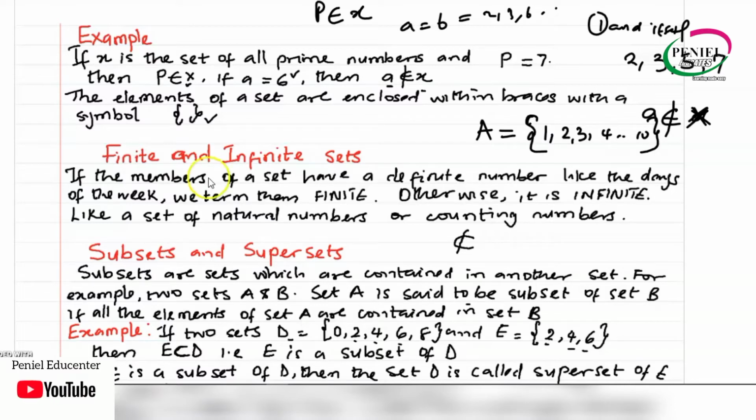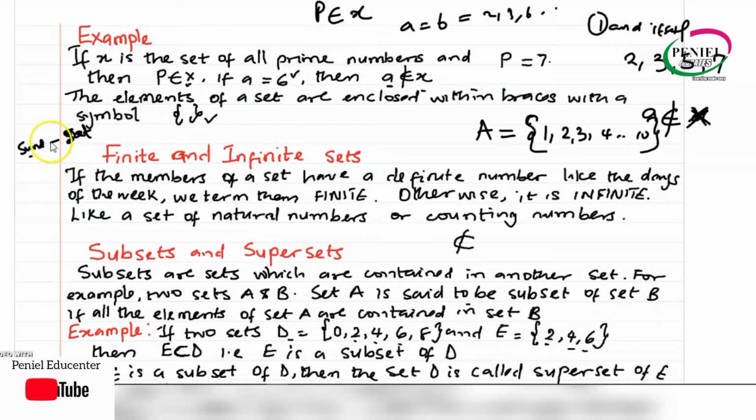Okay, so what do we mean? When we have days of the week, we know that they run from Sunday to Saturday. So days of the week, Sunday to Saturday. This is finite because you can count it.